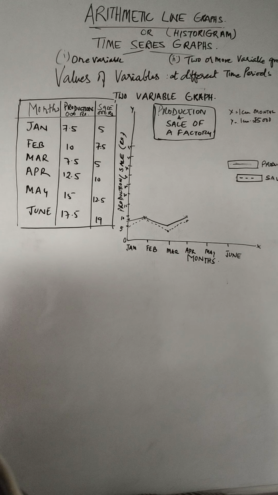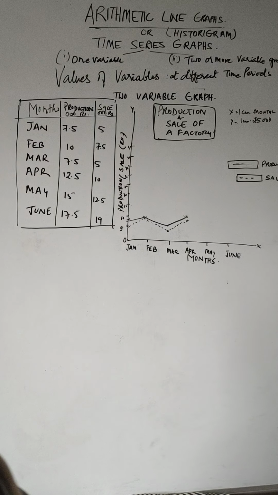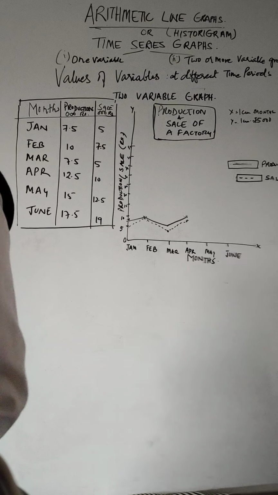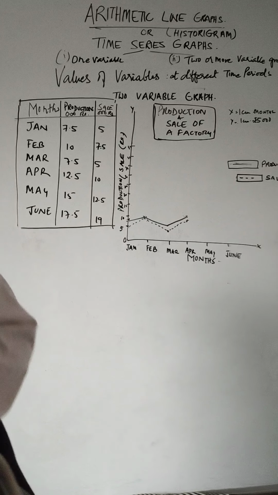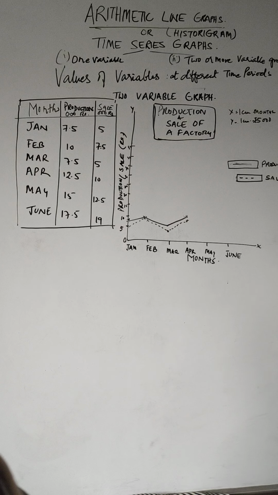I hope you've understood what two-variable graphs are. Here, the values of two or more than two variables are shown simultaneously with respect to some period of time. In this case, it's the production and sale of a factory in different months. With this illustration, we proved that instead of making two graphs, we can show it on one single graph.